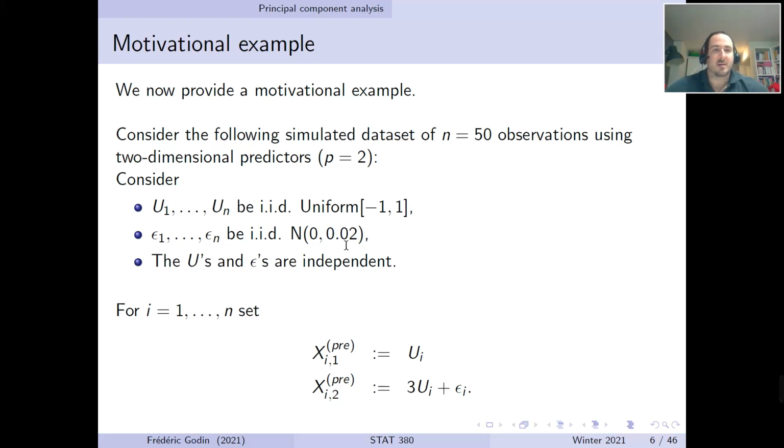Okay, so from that, clearly we see that the magnitude of the u's is greater than the magnitude of the epsilons. And furthermore, the u's and epsilons were simulated independently. So in that case, what we did to generate the predictors for each observation, we did the following. The first predictor was simply set as ui, the uniform random variable, and the second predictor was set as 3 times ui plus epsilon. Okay, so basically the second predictor is almost 3 times the first one plus a bit of noise to slightly shift its value.